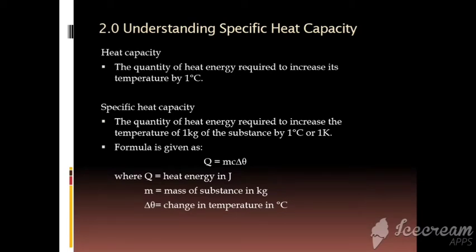Now, we're moving on to understanding specific heat capacity. Heat capacity can be defined as the quantity of heat energy required to increase its temperature by 1 degree Celsius, while specific heat capacity can be defined as the quantity of heat energy required to increase the temperature of 1 kilogram of the substance by 1 degree Celsius or 1 Kelvin.